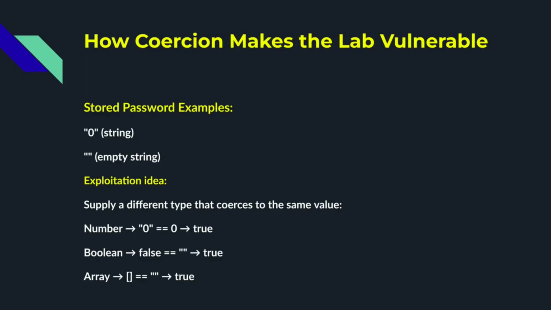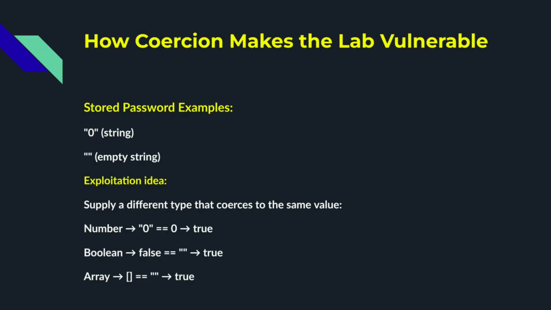So we saw that the stored password was "0", a string. But when we send the password as a number, we gain access. This is due to JavaScript type coercion. What is coercion? Coercion is simply changing from one type to another. It is very automatic when you use the loose equality comparison.